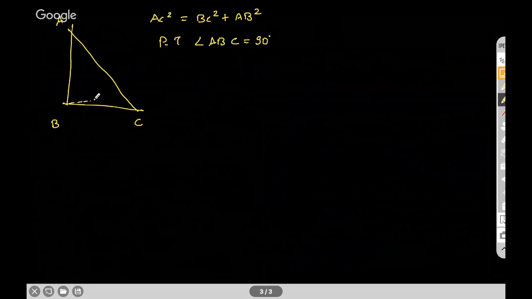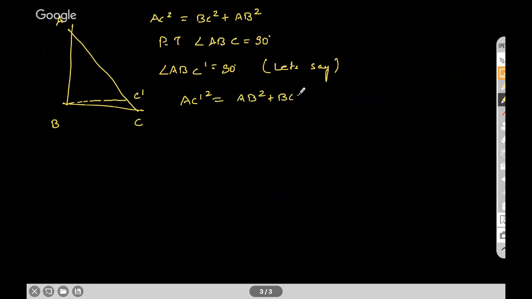So triangle ABC, and let's say they are saying that AC square is equal to BC square plus AB square. Then they are saying to prove that angle ABC is equal to 90 degrees. Now let's say it's not 90 degrees, and let us say angle ABC dash is equal to 90 degrees. Then by Pythagoras theorem, AC dash square is equal to AB square plus BC dash square.